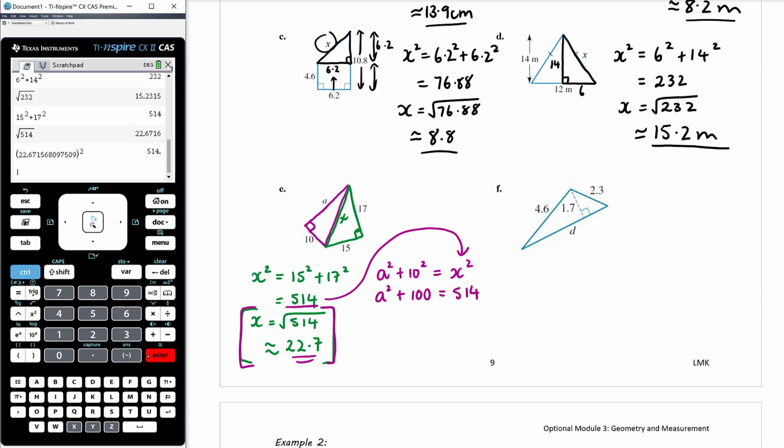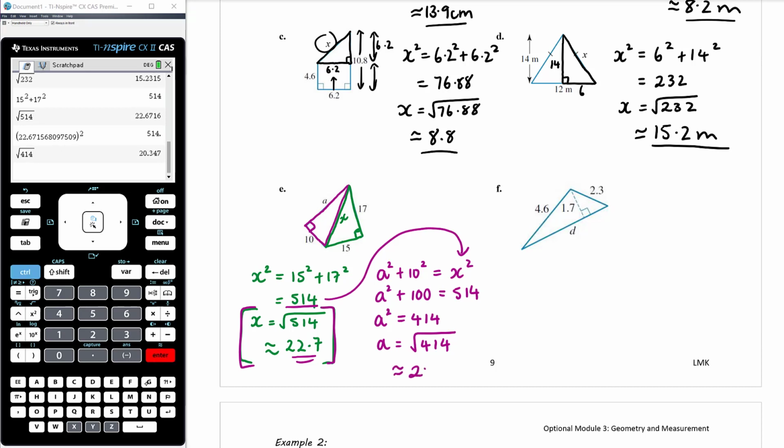Alright, so solving this, we're subtracting 100 from both sides, so a squared is going to equal 414, and therefore A is the square root of 414. Square root of 414, control enter, to one decimal place is 20.3.